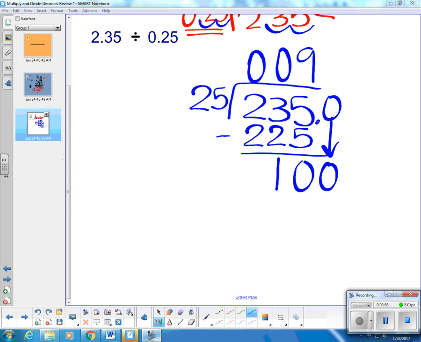25 goes into 100 4 times. And 25 times 4 is 100. So we know we're finished when we have nothing left and nothing else to bring down. So the last step is just to bring your decimal point straight up. And our answer is 9.4.